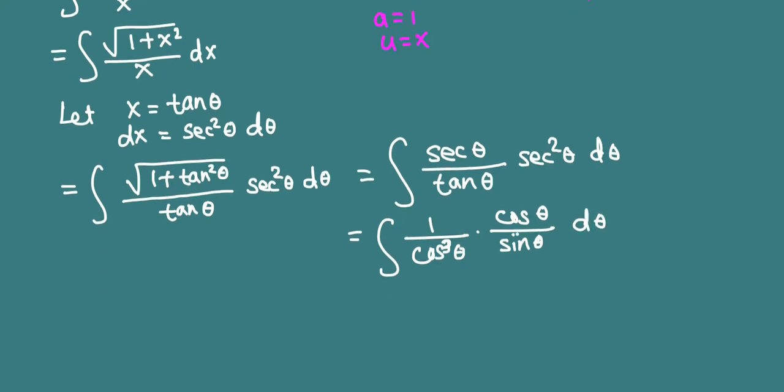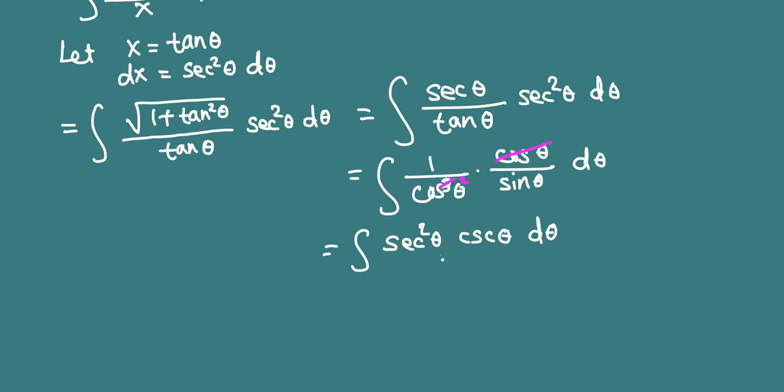We have one cancellation, at least one cosine, and 2 of them are left, so we now have 1 over cosine squared and 1 over sine. 1 over cosine means secant, so we have secant squared here, and 1 over sine is cosecant theta d theta. Now we have a product of two functions, and I can see at least 2 methods. Let me show you both.